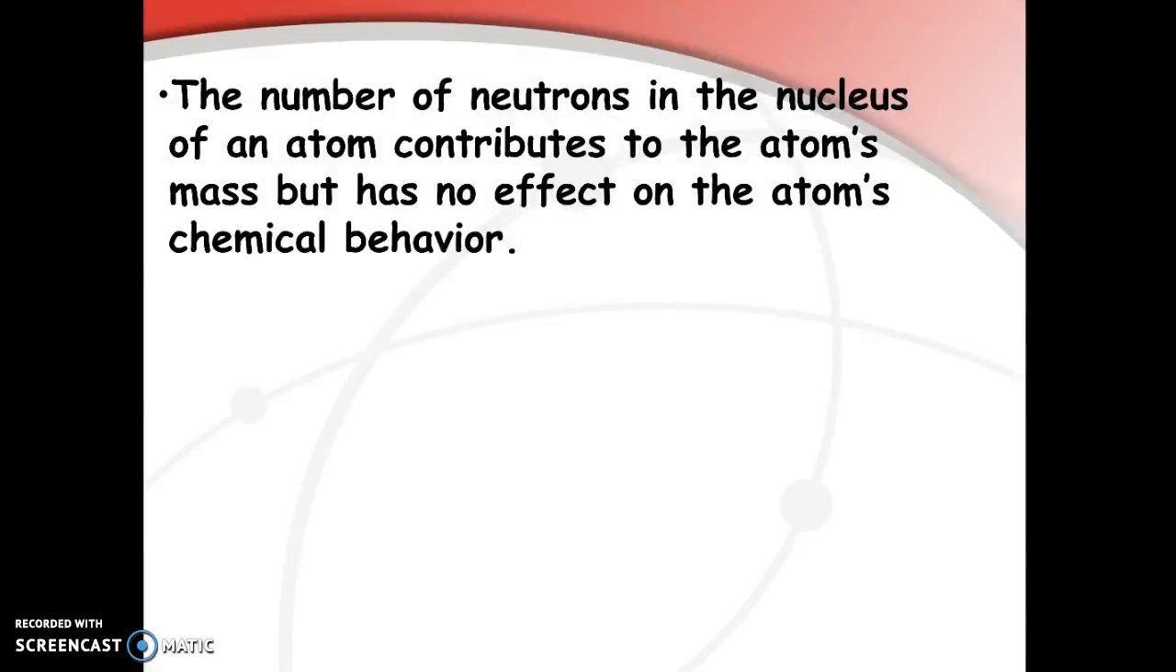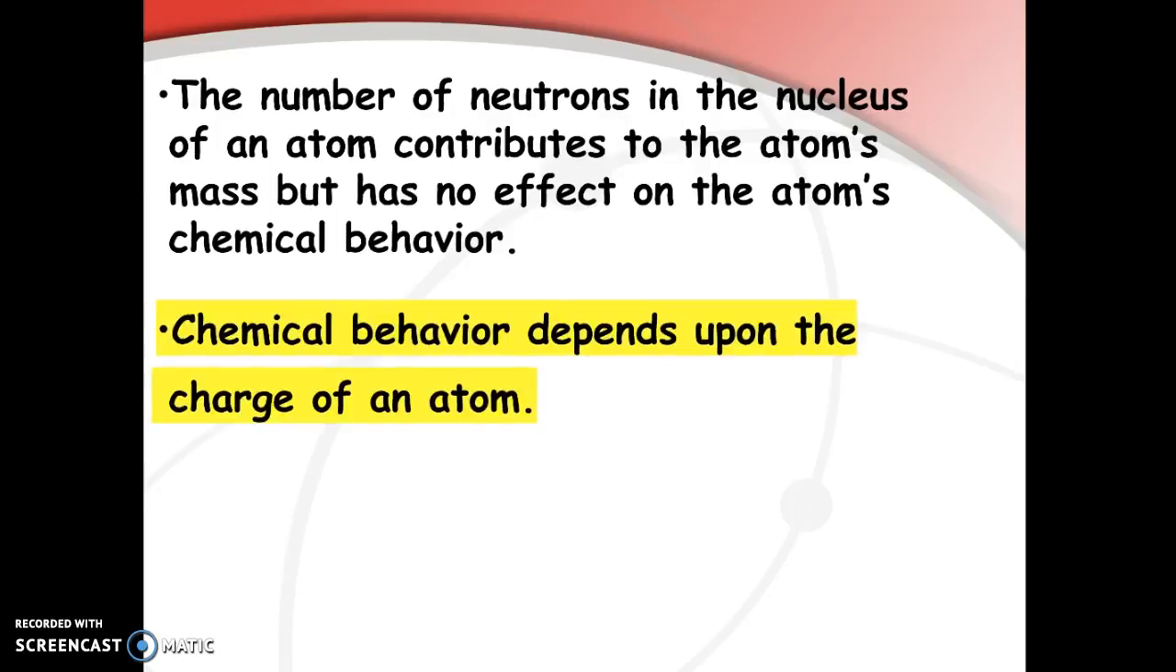So we just talked about mass and isotopes and how protons and neutrons figure the mass of an atom. But mass doesn't really have any say in how an element is going to react with another element. It really depends on the charge of an atom. So if we go to that third bullet under ions, that's where you'll be writing the highlighted thing written on the screen.